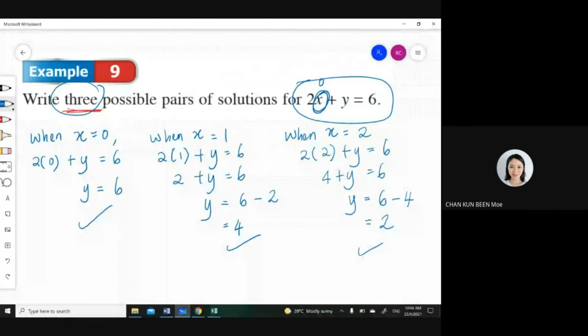Okay, so you just remember when they ask you to write 3 possible pairs, it can be any number. But then you just have to make sure when you do the calculation, you got to get the correct answer.